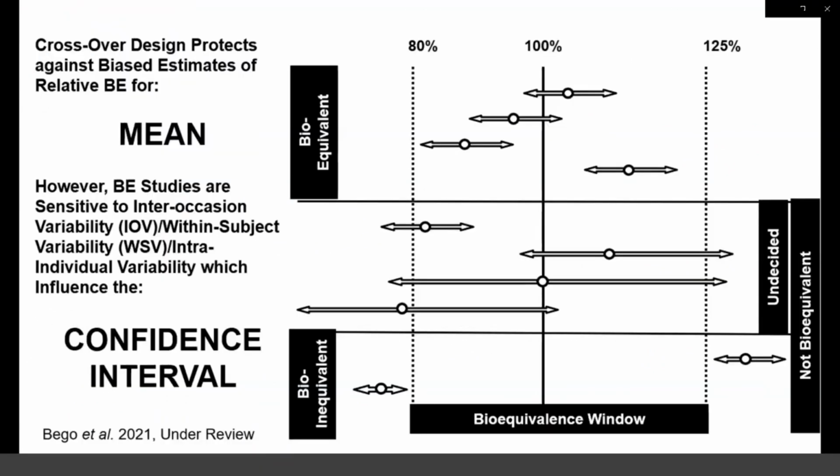The audience of this particular workshop does not require any introduction to bioequivalence rules. Sufficient to say, not only do we have to have the mean relative bioavailability within the acceptance interval, but also the confidence interval needs to be within that acceptance interval.